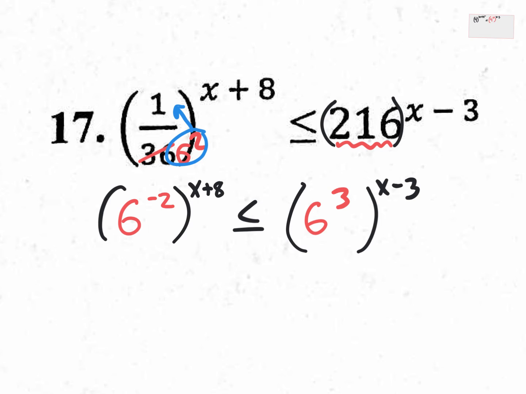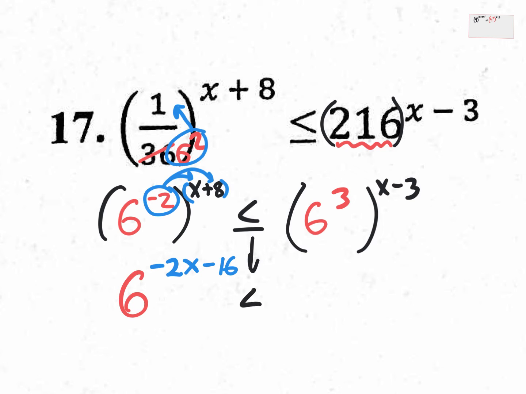And of course, a power to a power, we multiply. And we have a single number times a binomial. So you're going to distribute: negative 2 times x is negative 2x. Negative 2 times 8 is negative 16, and that's still the power of base 6. Now the inequality is going to come straight down, less than or equal to. We still have the base 6, but up here on the exponent, we're going to go 3 times x, that's 3x as an exponent. 3 times negative 3, that's negative 9 as an exponent.